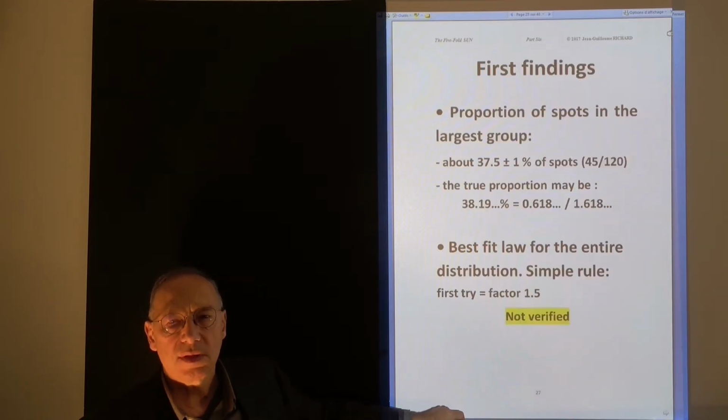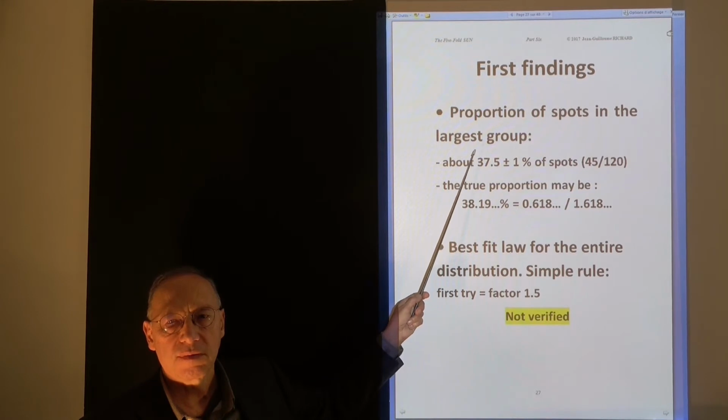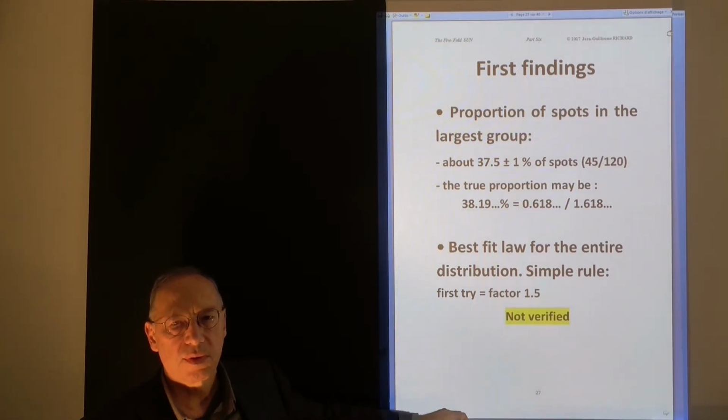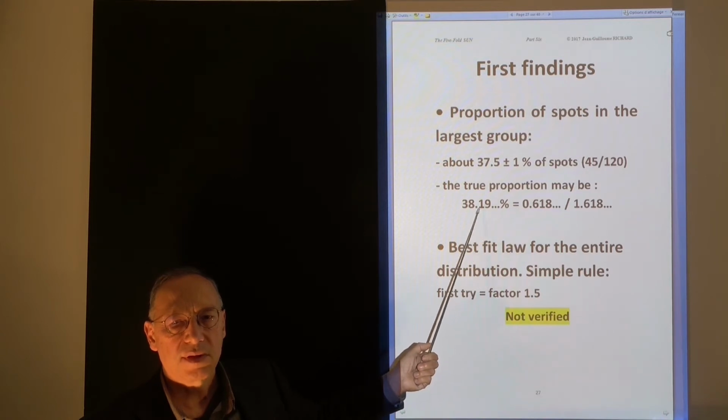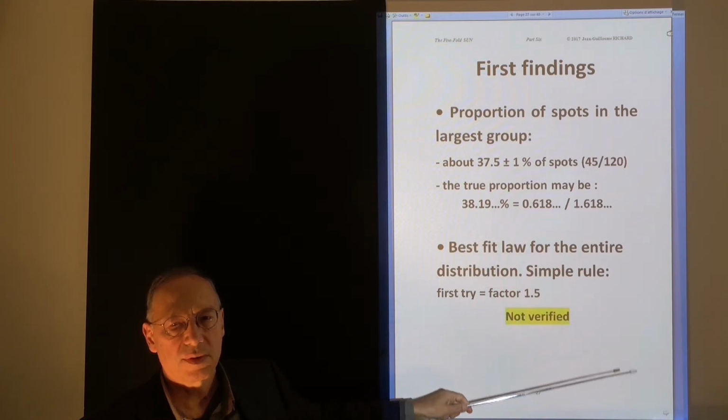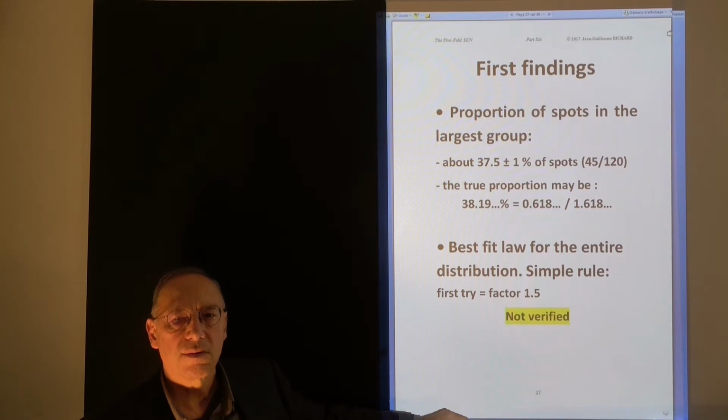We have to mention first descriptive statistical findings. The proportion of the spots in the largest group is about 37.5% of the total number of spots, so that the true proportion within the error bar, plus or minus 1%, might be 38.19%, which is defined by the mean and extreme ratio.